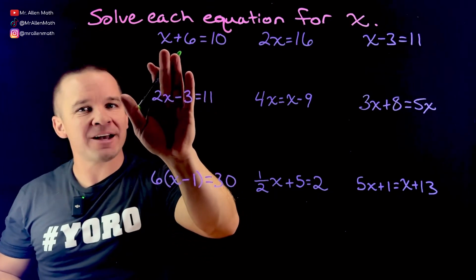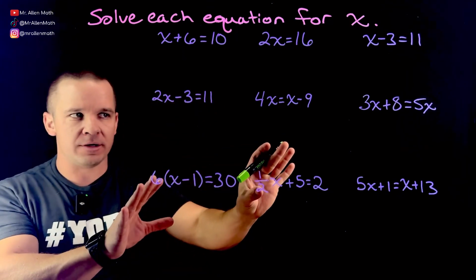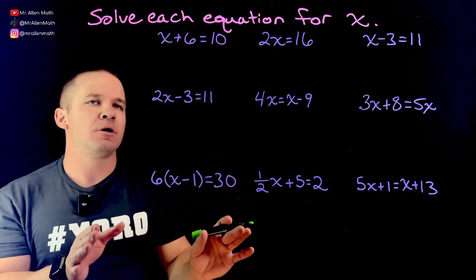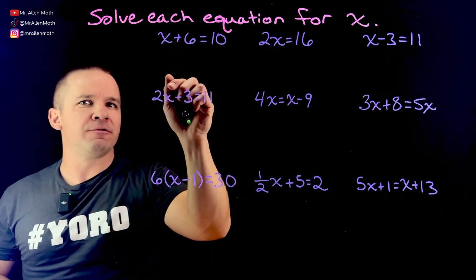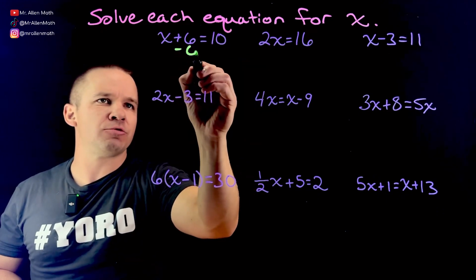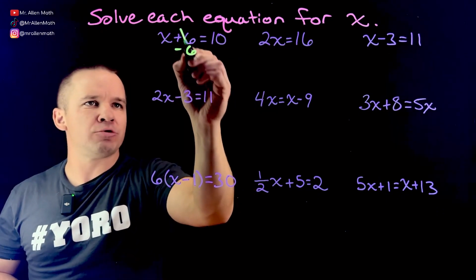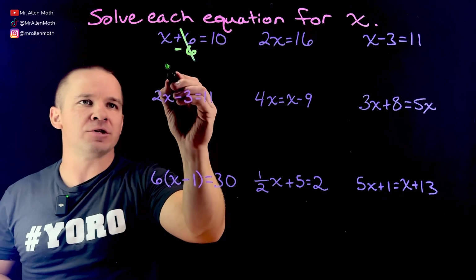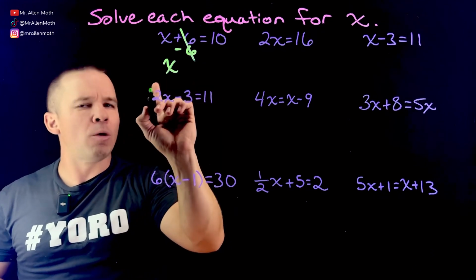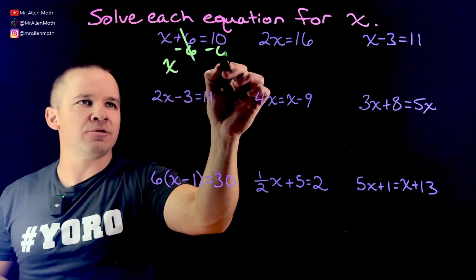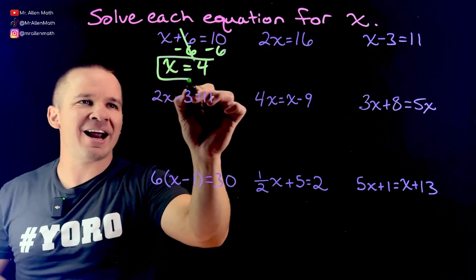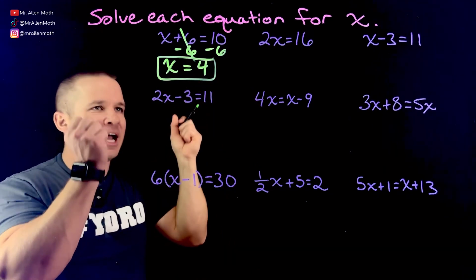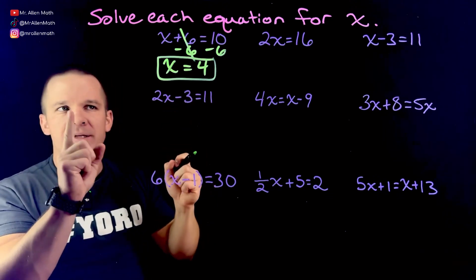I want to get x by itself. That's the goal here. In all these, I want to get x by itself. Right now I have x plus 6. Well, the opposite of adding 6 is subtracting 6. So if I subtract 6, that's gone. I'm just left with x over here. But whatever I do to one side, I've got to do to the other. So 10 minus 6, I get 4, and I have x all by itself. Answer secured. One step. That's it.